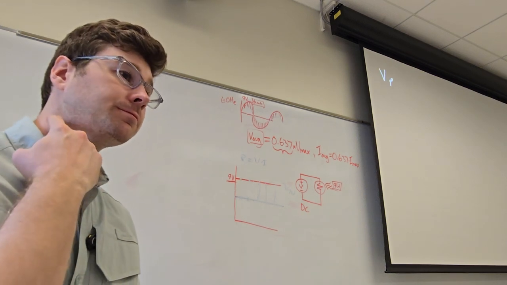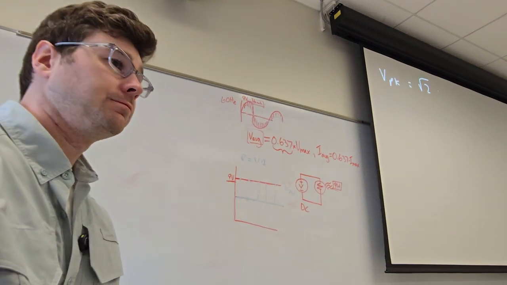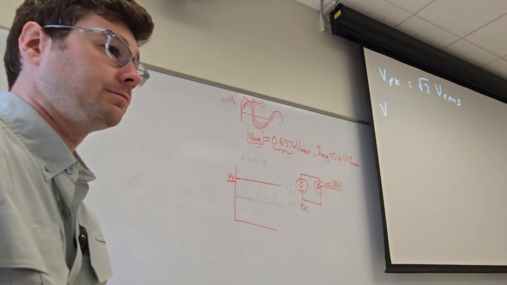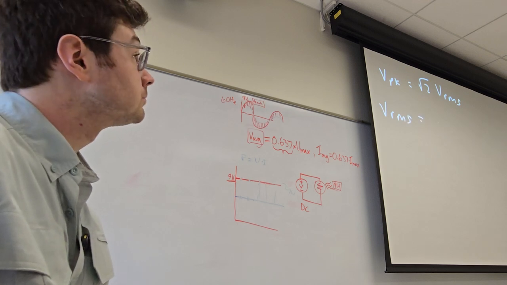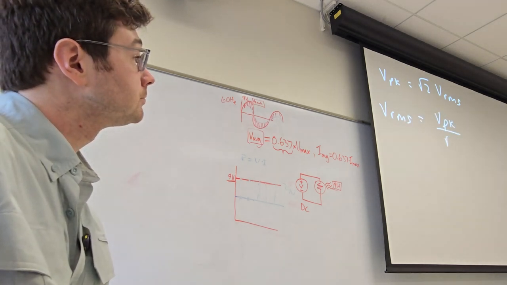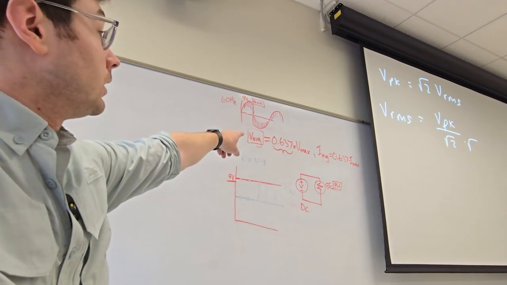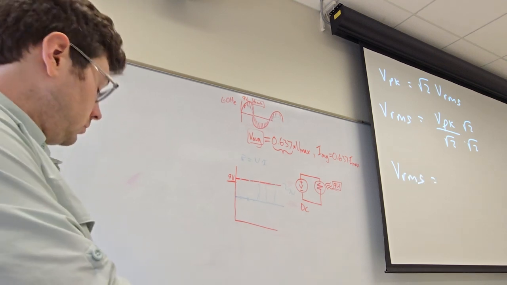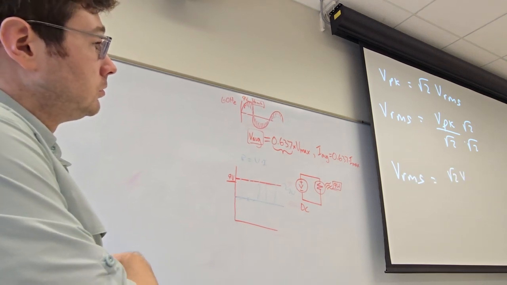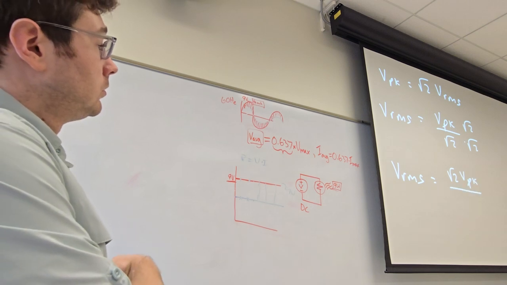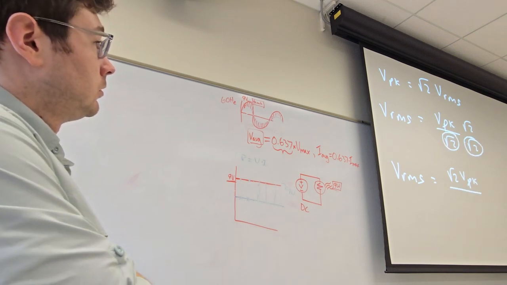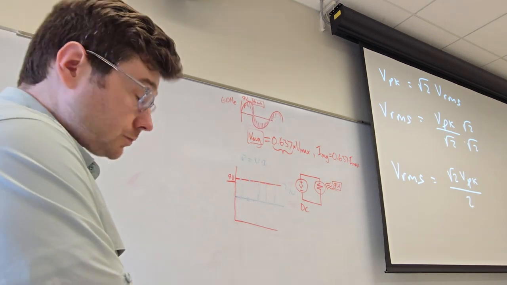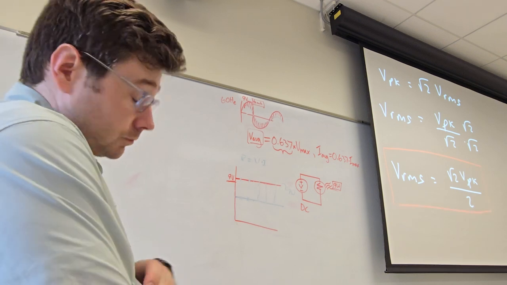So we said that the peak voltage is equal to the square root of 2 times the RMS voltage. If we divide both sides by the square root of 2 and reverse the equation, the RMS voltage is going to be the peak voltage divided by the square root of 2. If we multiply by the square root of 2 over the square root of 2, we get the RMS voltage equal to the peak voltage times the square root of 2 over 2, since 2 times 2 is 4 and the square root of 4 is 2. So this is another way in which you can calculate the RMS voltage given the peak voltage.